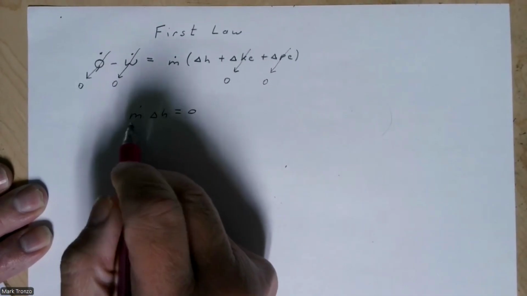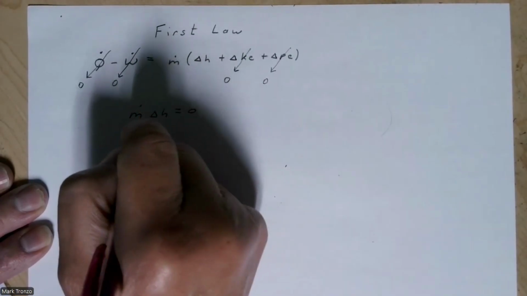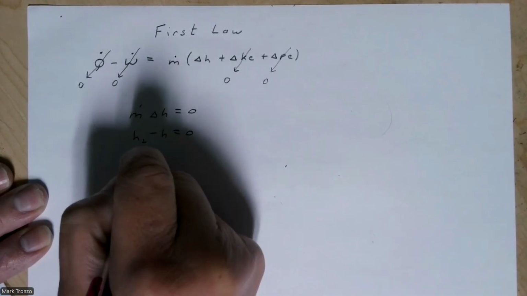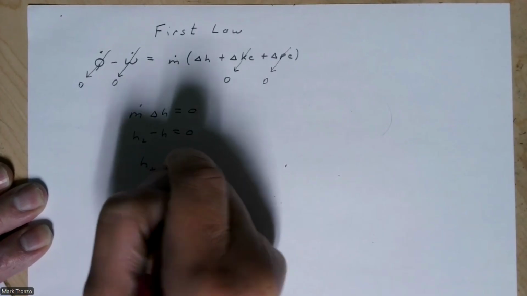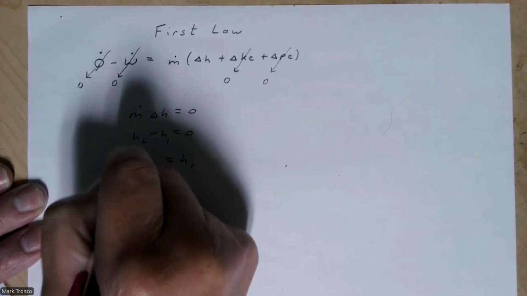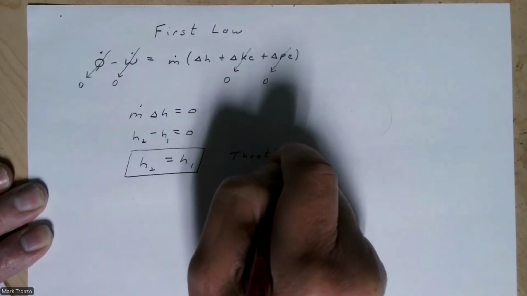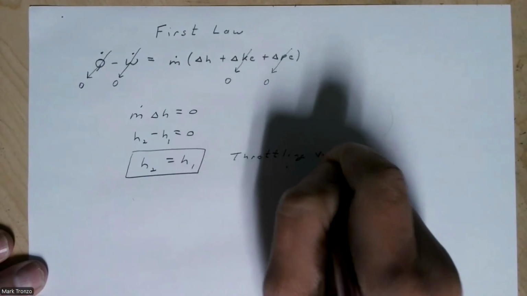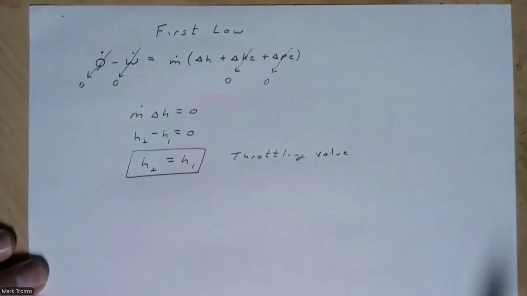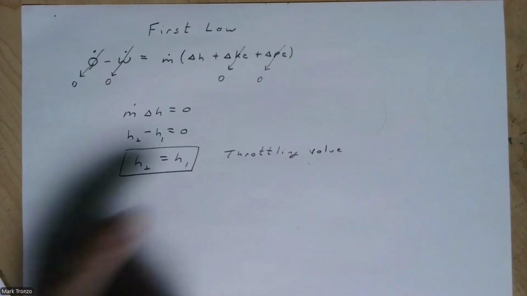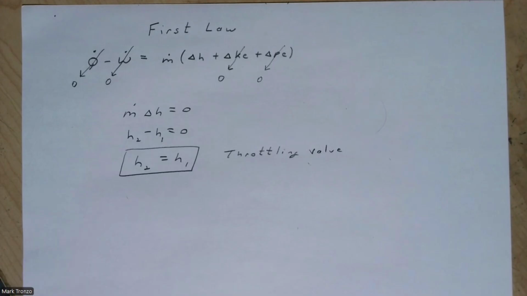Of course, the mass flow rate's not going to be 0, so we can divide by that. So we end up having H2 minus H1 is 0, and so we have H2 equal to H1. So for a throttling valve, we will have this. And so we can use this anytime we have a throttling valve, that the enthalpies do not change. Sometimes they call this process an isenthalpic process.